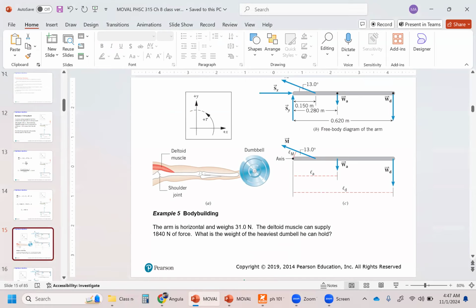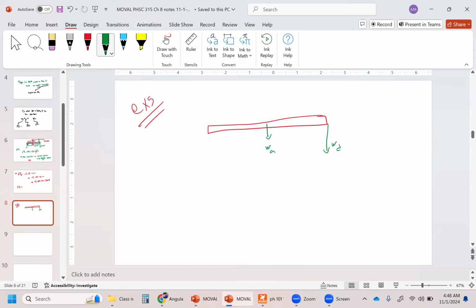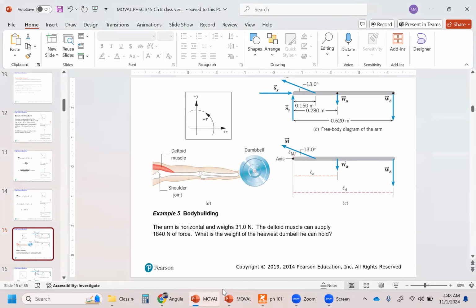So you've got the weight of the dumbbell going down, the weight of the arm from the elbow going down, and then you get the muscle going up at a 13-degree angle. So let me go ahead and do this one. Here's the arm. I'm just going to say this is the arm. And you've got the weight of the dumbbell going down, the weight of the arm, and you've got your muscle going in. I'm going to call it M at an angle of 13 degrees.